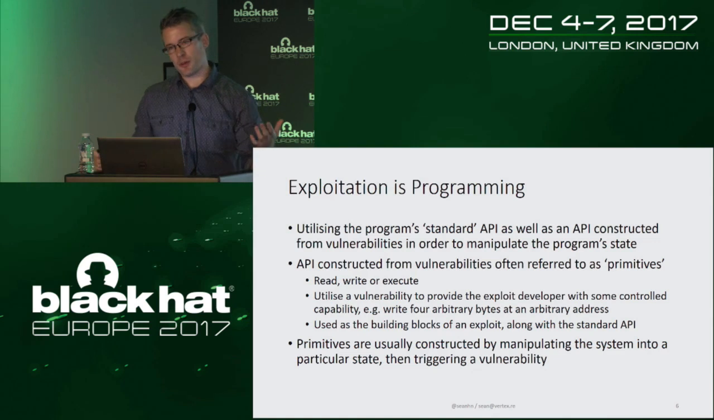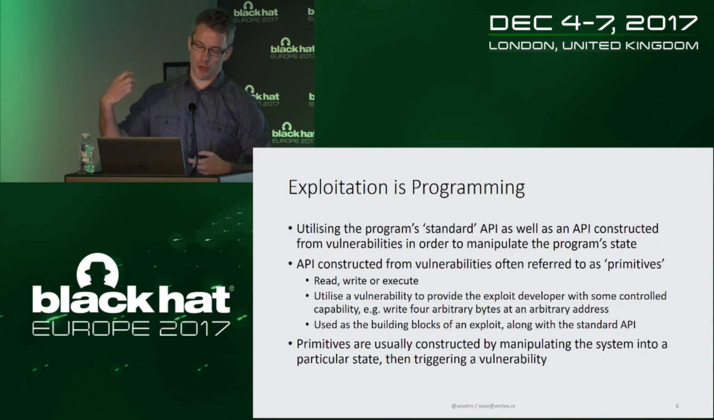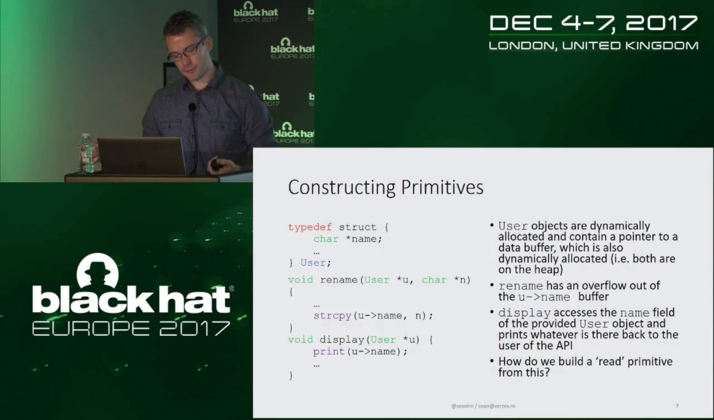And how we put together primitives, usually we'll have, say, one or more vulnerability triggers, and we have some means of manipulating the program state, and we'll wrap these up in a nice API, and then we can use this whenever we want to, say, write a memory location or read a memory location.